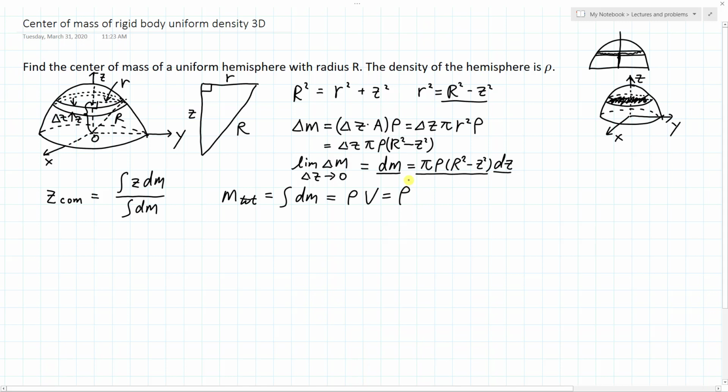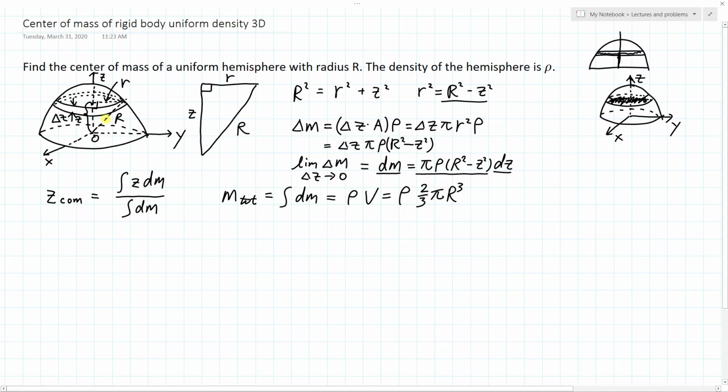You can check your Google sources or just check your memory. This is half the volume of a sphere, right? The sphere's volume is 4/3 pi r cubed, so this is only 2/3 pi r cubed. Remember, this is a capital R.